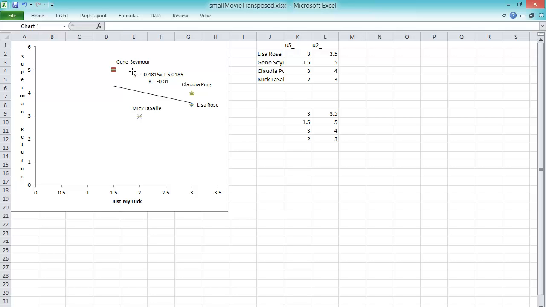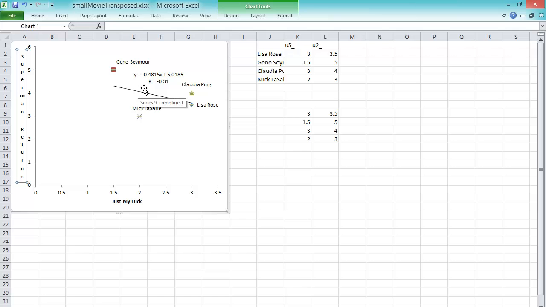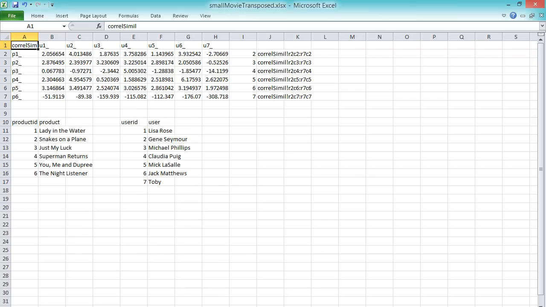So let's go to this negative correlation drawing, and it shows that if we take a look at Just My Luck and Superman Returns and put a linear regression line through it, we really get a downward sloping line with a negative correlation of 0.31. So this means that whoever values Just My Luck doesn't really value Superman Returns, and the other way around. So such things may exist as well.